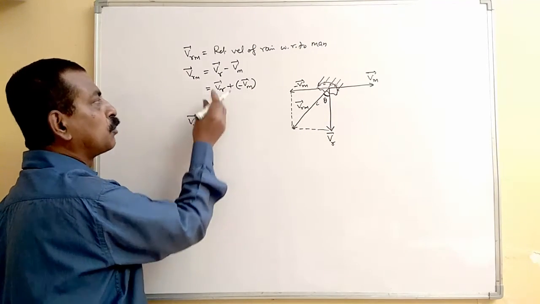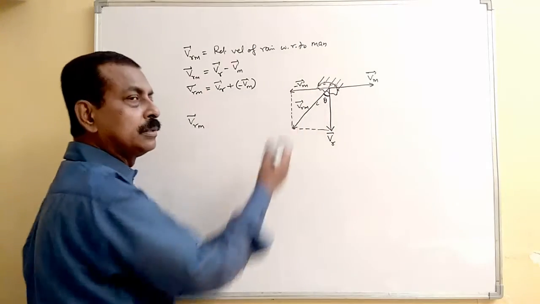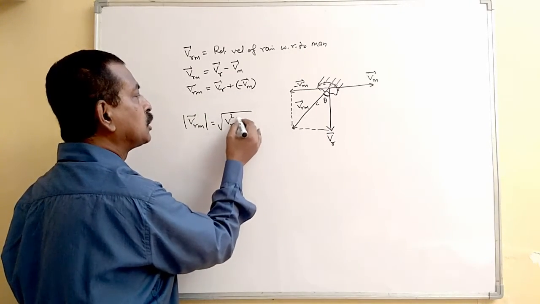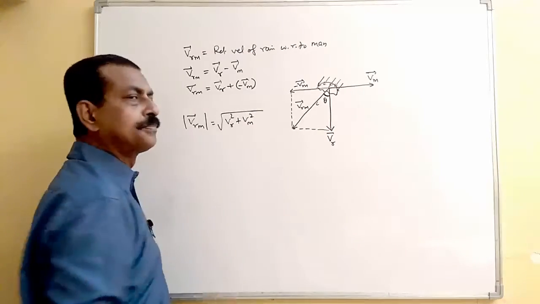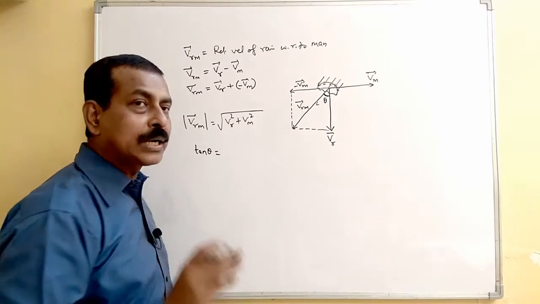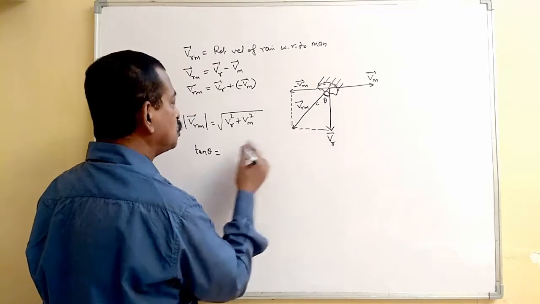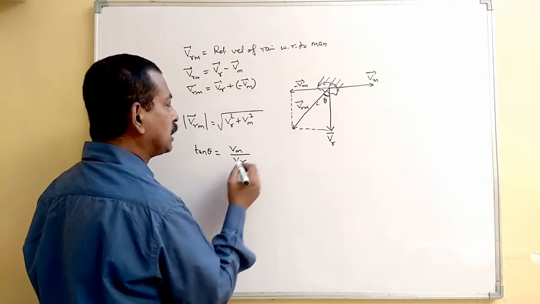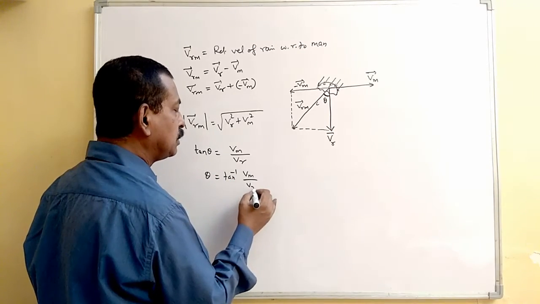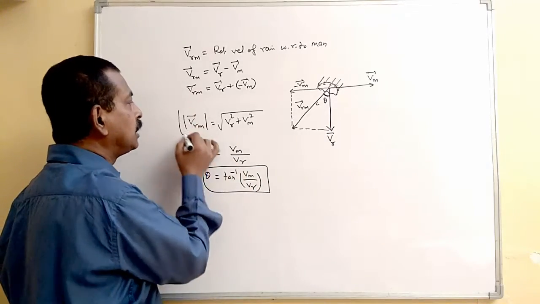Now, what is this particular VRM value there? Of course, it is the vector sum. And in this particular case, as these two are in perpendicular directions, it will be simply given as square root of VR square plus VM square. And if you want to find tan theta, that is at what angle he needs to tilt the umbrella, it will be equal to VM by VR, or theta will be equal to tan inverse VM by VR. So this will give you the angle at which he needs to tilt the umbrella.